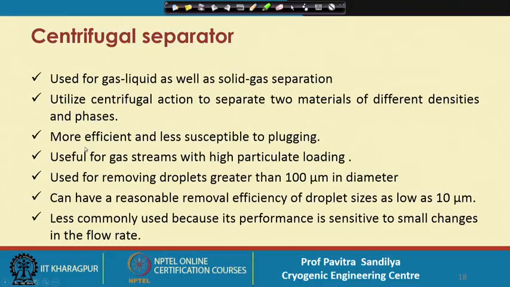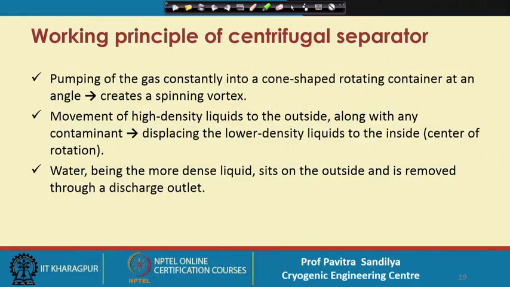They are more efficient and quite less susceptible to plugging. They are useful for gas streams with a high amount of solid particles. They can remove particles greater than about 100 microns in diameter and can have quite high efficiency for separation of droplet sizes as low as 10 micron, but are less commonly used because their performance is sensitive to small changes in the flow rate. So if there is not much change in the flow rate, they are quite effective.